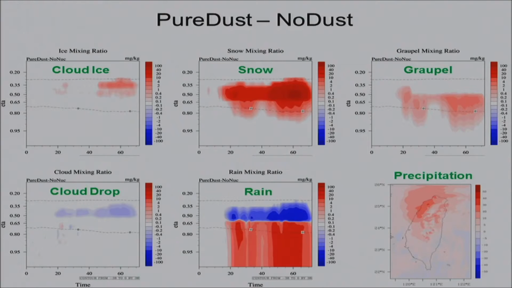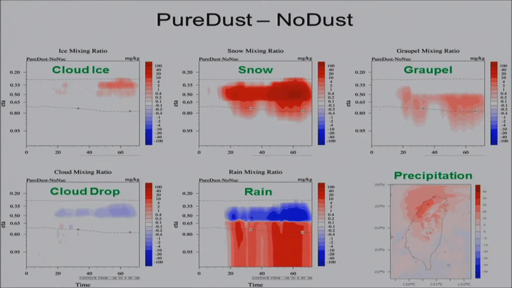And because of the increase of ice, it depletes the cloud drops. So you see fewer cloud drops and less rain at the top. However, in the lower part, you see much more rain because of the melting from snow and graupel. So the end result is to enhance the precipitation over the Taiwan region.